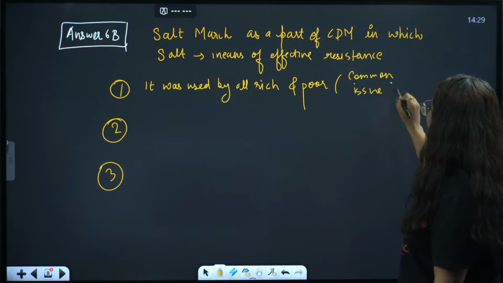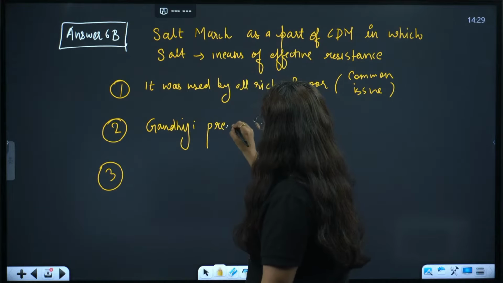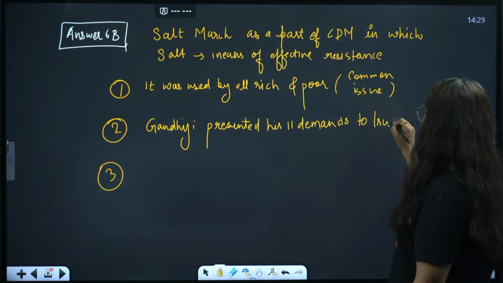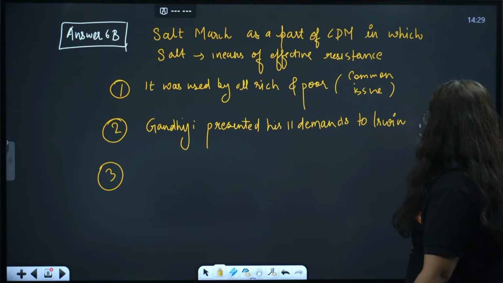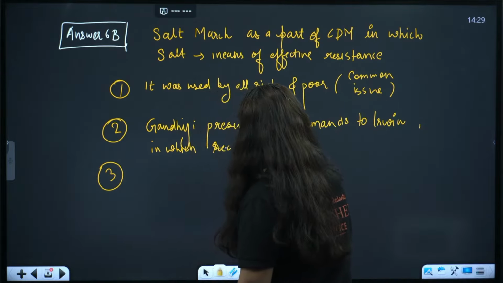Then what happened before this march? Gandhiji presented his 11 demands to Irwin. Pay attention, this is what you need to write. He presented 11 demands to Irwin, in which removal of the salt tax was also included. When Irwin declined this demand, the salt march as a resistance was started.